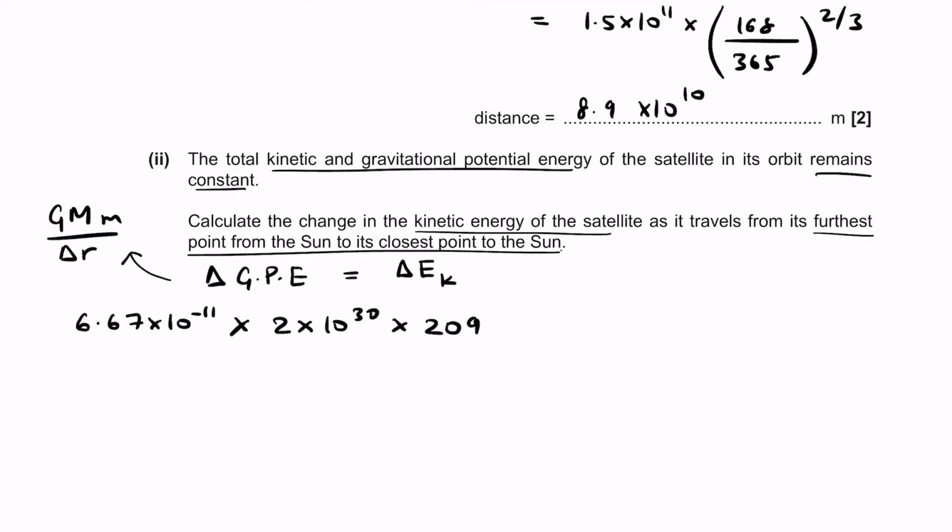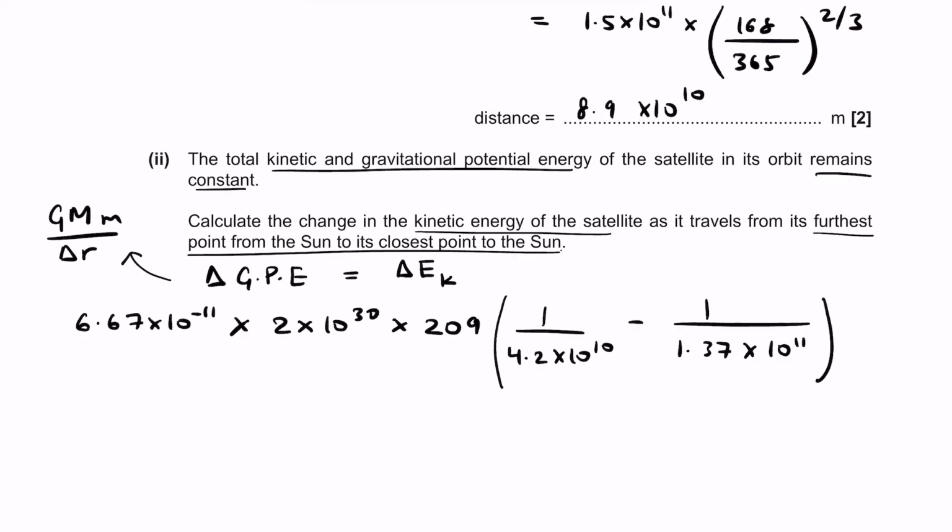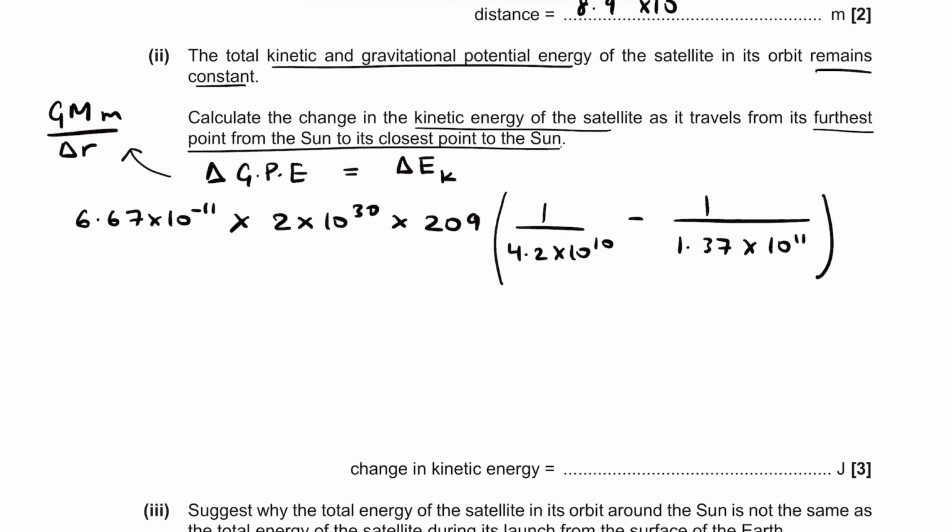That divided by, because it's all just common, I'm going to consider the change in the distance. So it's going from 1.37 times 10 to the 11 meters to 4.2 times 10 to the 10 meters. And just to get a positive answer, I am going to put that in the calculator, for which I would end up getting 4.6 times 10 to the 11 joules of energy.